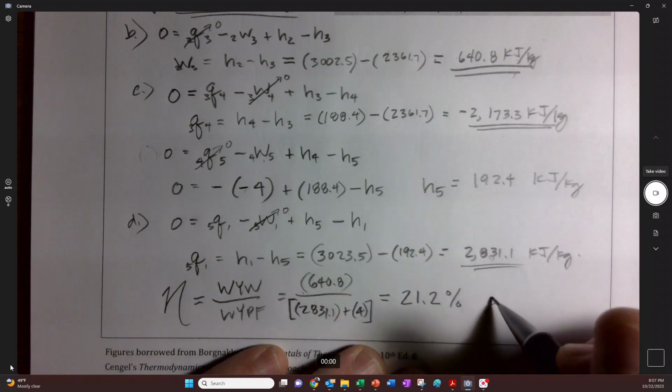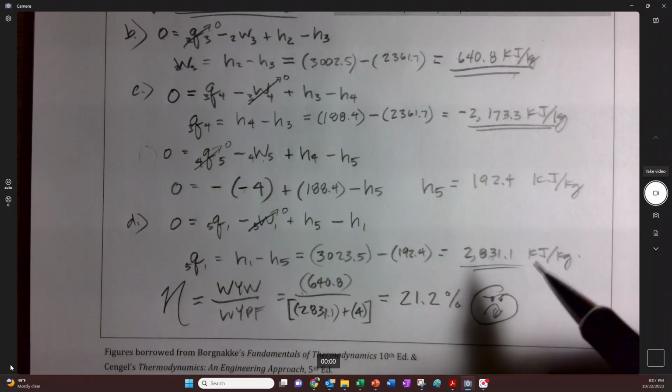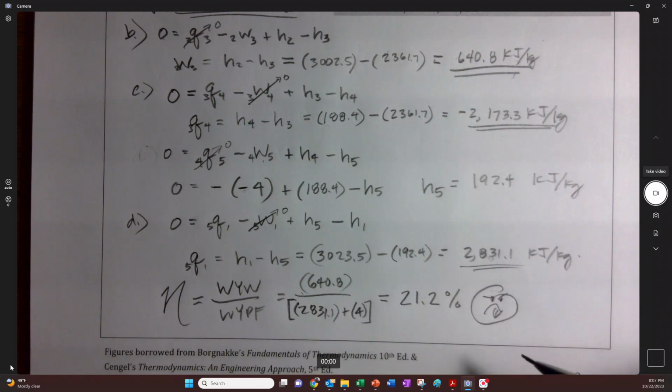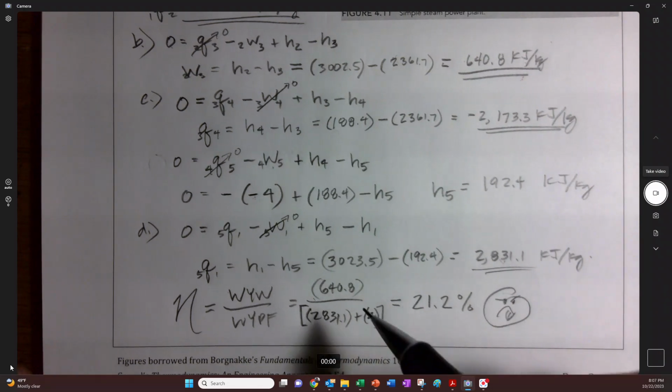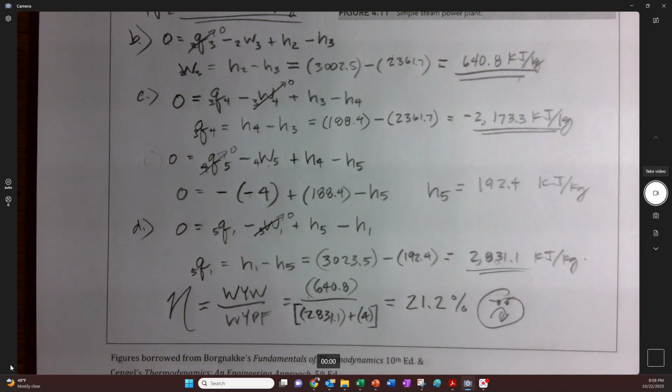And that is not a very good efficiency at all, but it's realistic actually. We could do a whole lot of things to improve it on steam plants. There's been a lot of effort done on a bunch of different ways to improve the cycle, and it makes it way more complicated. But that kept me employed. It was way more complicated.